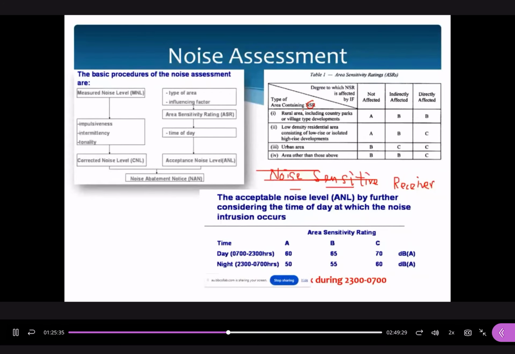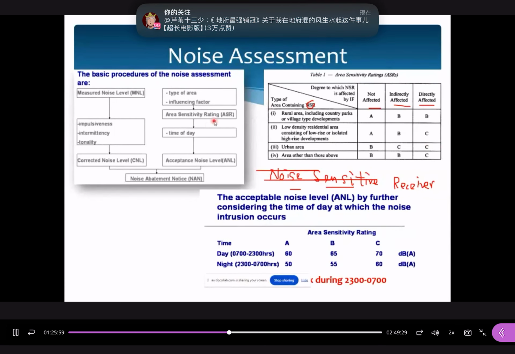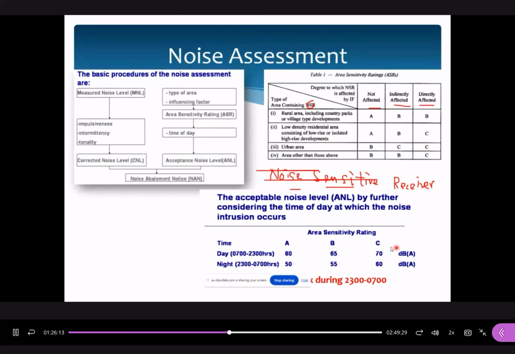If the NSR are located in a rural area, we have three categories. The first one is not affected, the second one is indirectly affected, and the last one is directly affected. We have A, B, and C. The values for A, B, and C, you can refer to this one. The ASR, the area sensitivity rating, or the acceptable noise level, the lowest one is for A, which is 60 during the daytime, for B type it is 65, and for C it is 70.